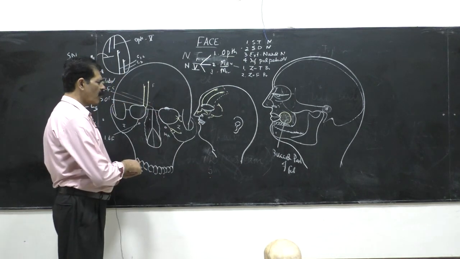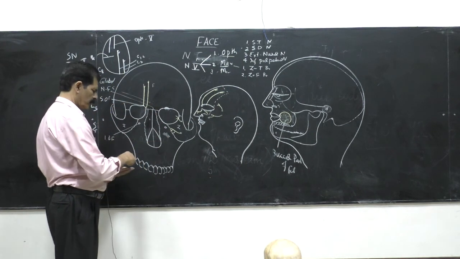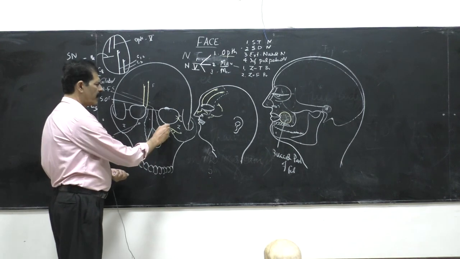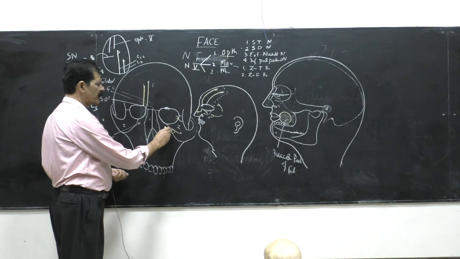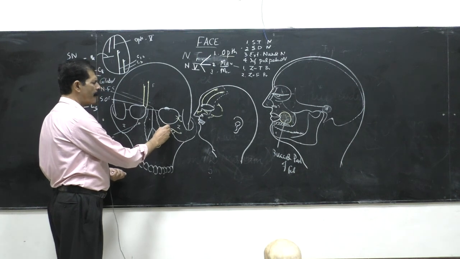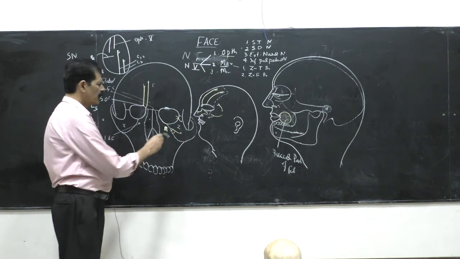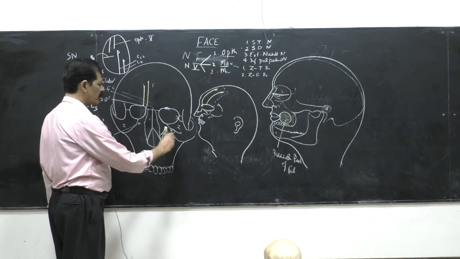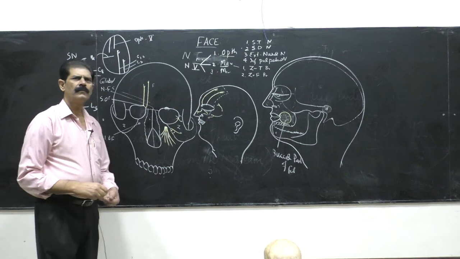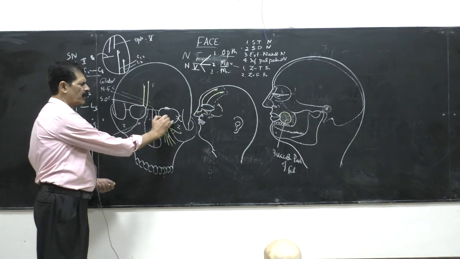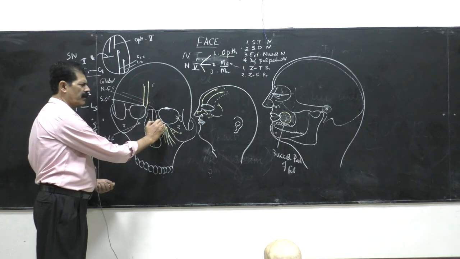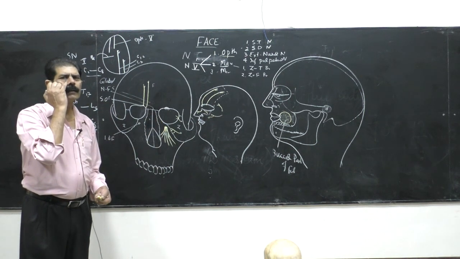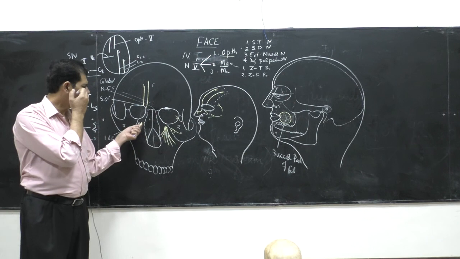Then there is the infraorbital foramen. This comes from the maxilla bone. And the infraorbital foramen gives a very thick nerve, which is the termination of the maxillary division. And it immediately divides into so many branches. It lies just below the inferior border of the bony orbit, about 1 centimeter below. It's very big.